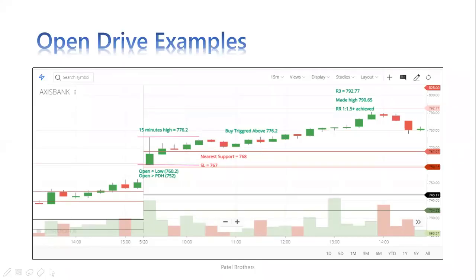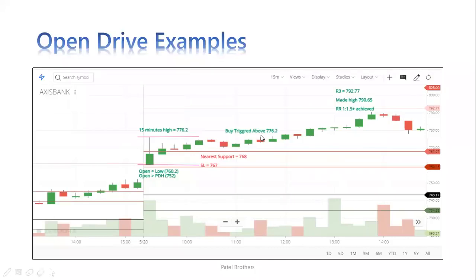Still it is valid. It doesn't mean it is not valid. It is only invalid if this condition is violated. So open is equal to low; if it is breaking in between these candles, in between this and this, if it is violating that open is equal to low, then the setup is invalid. But if it is not breaking the open is equal to low and just consolidating at the upper range, then it is still valid as a setup.